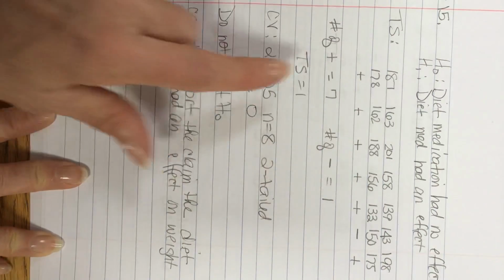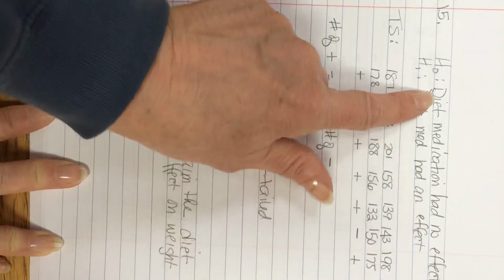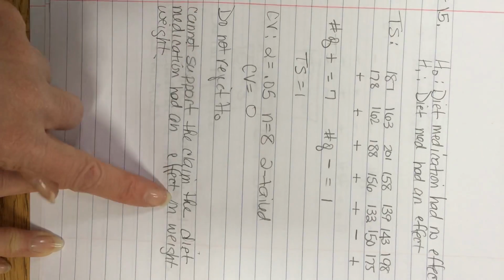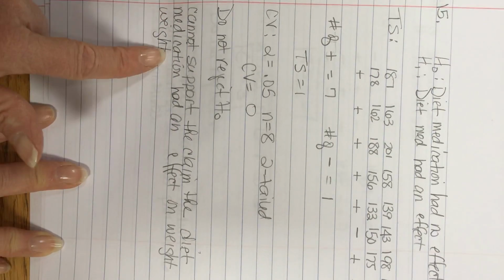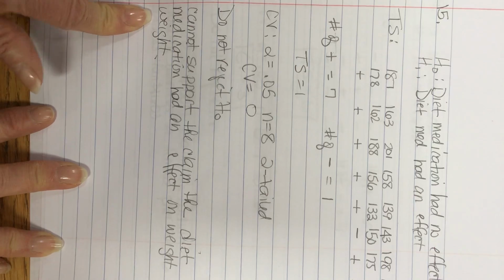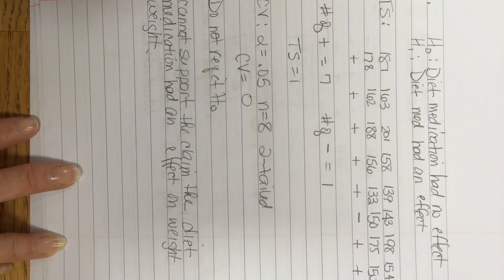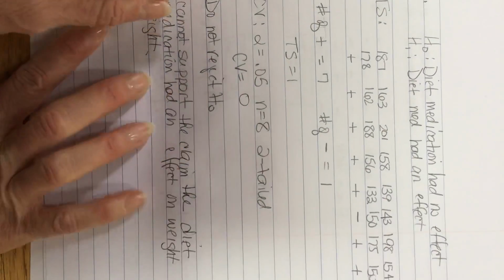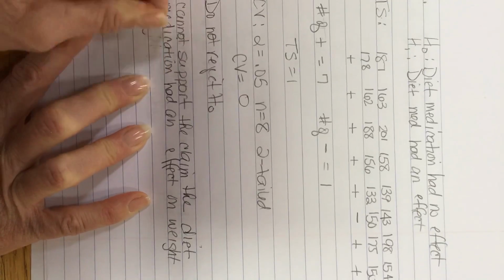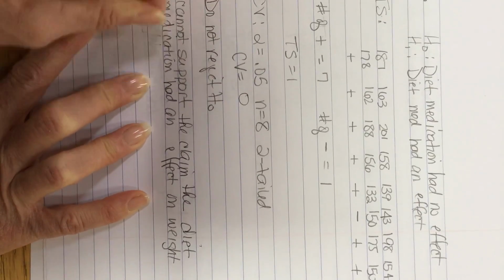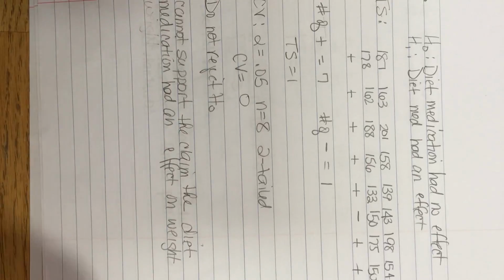And then there's my conclusion. Because we did not reject this, it appears as though we can't support the claim that the diet medication had an effect on weight. I wrote weight twice. I was going to put weight loss, and then I said, well, we don't want just loss. We just want to know if there's a difference in weight, because this was 2 tails. I meant to just stop there.